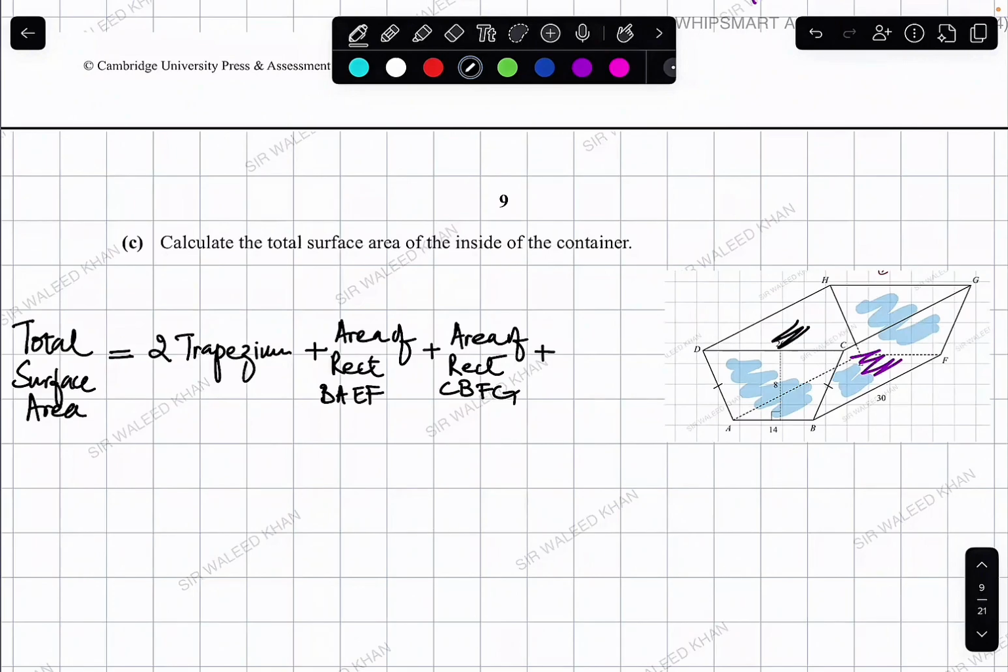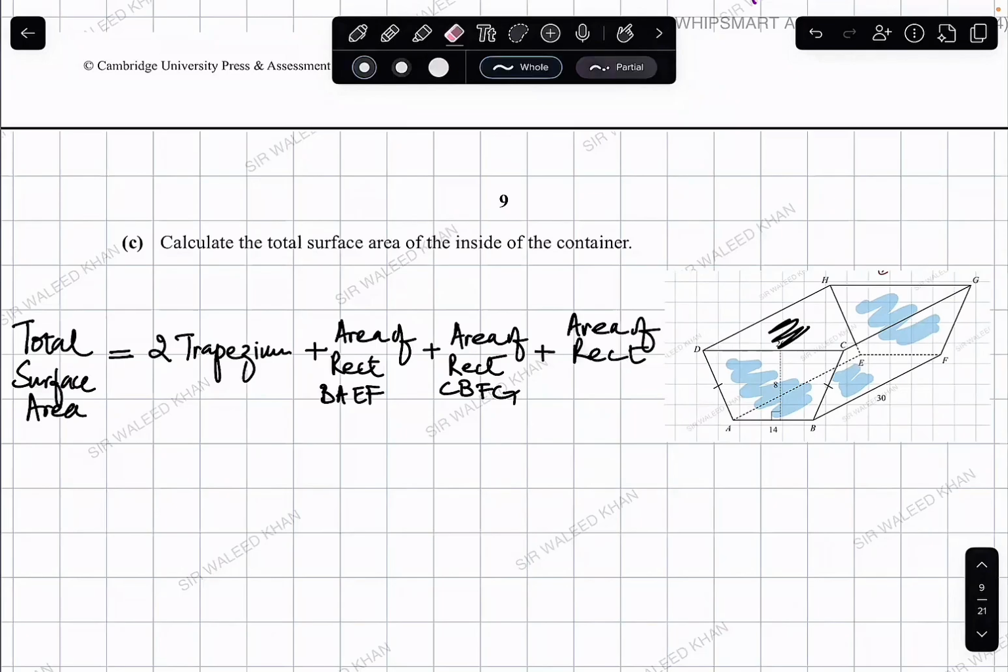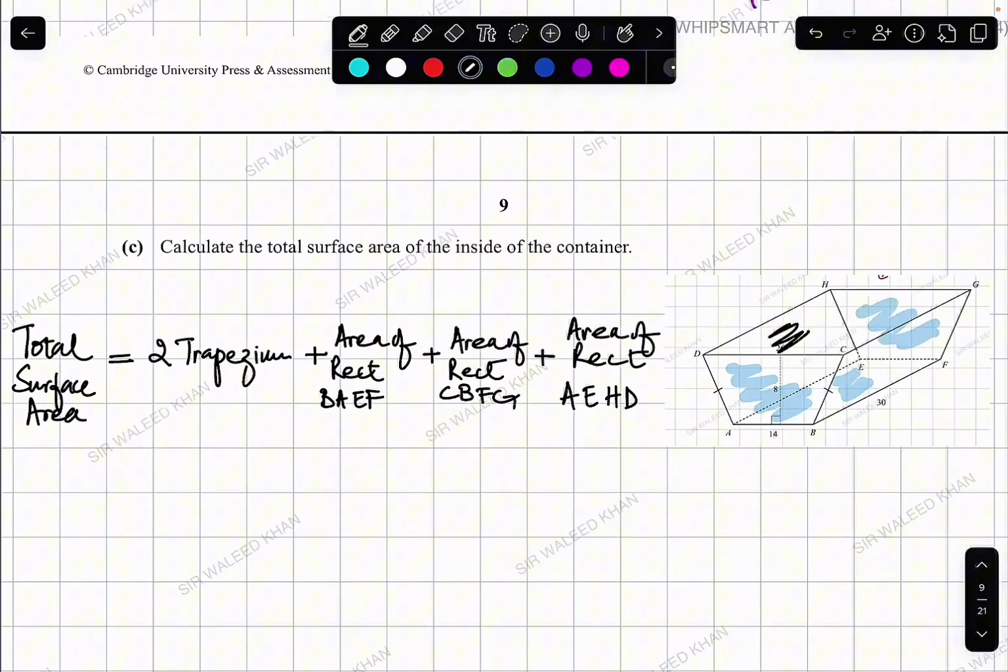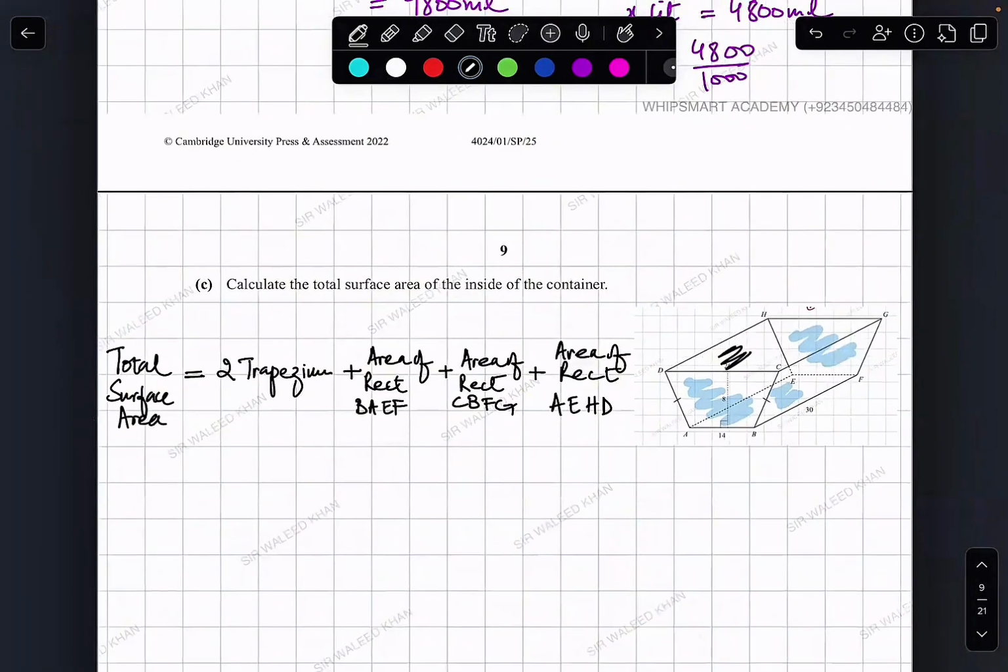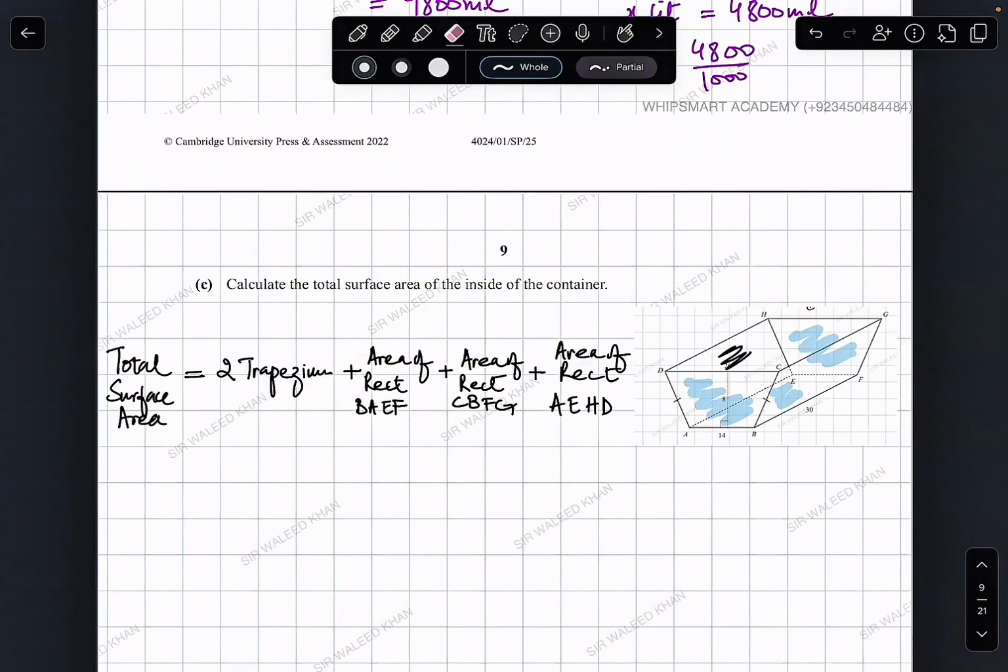Plus, can you paint this rectangle over here at the other side? Yes. So area of rectangle, that is AEHD. And can I paint the top as well? No, why? Because it's open. Good, well done. So this consists of your total surface area.